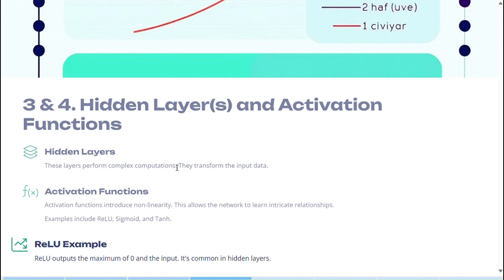Another example can be Sigmoid. It outputs values between 0 and 1. It's often used in binary classification tasks. Another example can be Tanh. It outputs values between -1 and 1, used for tasks requiring outputs that can be positive and negative.